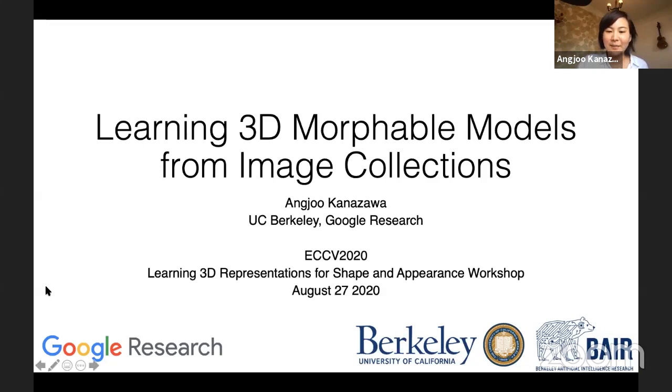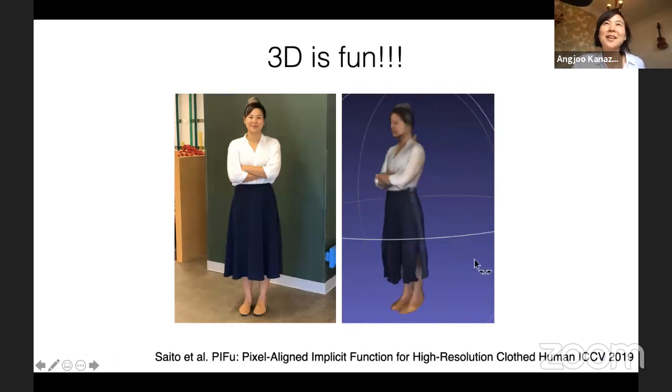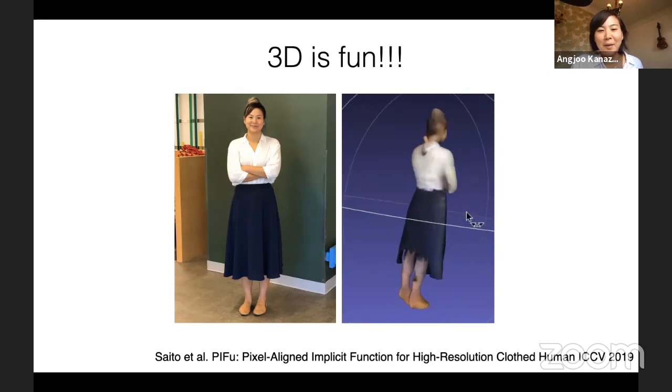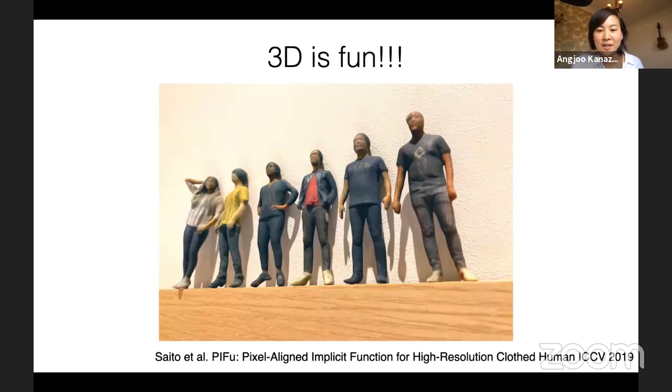All right, today I'm very excited to talk about learning 3D morphable models from image collections. But really, I guess I don't have to reiterate this message to the people of this audience, but I want to express again that 3D is super fun and you get to do a lot of cool things like reconstructing yourself. So this is one of the works that we presented in ECCV that uses implicit functions to reconstruct 3D human shape and appearance from a single image.